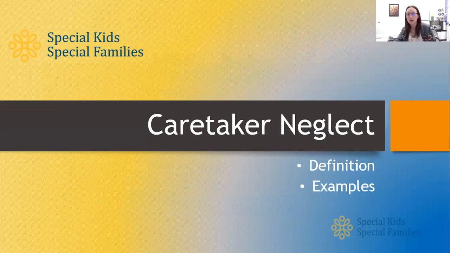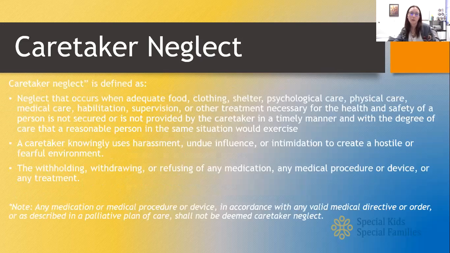So we're going to go on to caretaker neglect. Caretaker neglect is defined as neglect that occurs when adequate food, clothing, shelter, psychological care, physical care, medical care, habilitation, supervision, or other treatment necessary for the health and safety of a person is not secured or is not provided by the caretaker in a timely manner and with a degree of care that a reasonable person in the same situation would exercise. A caretaker knowingly uses harassment, undue influence, or intimidation to create a hostile or fearful environment.